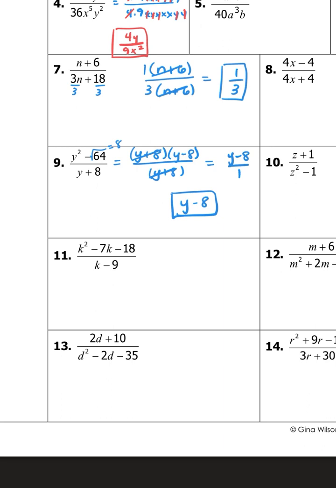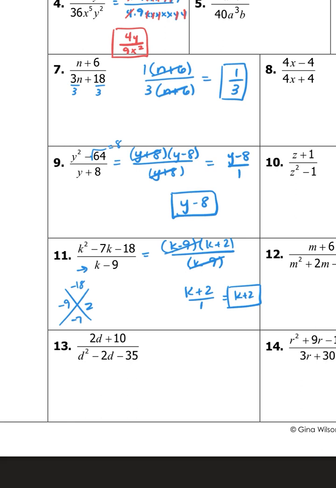For number 11, I need to factor that. So I'm going to do, your hint is kind of to look at the bottom too. So I'm going to say that's going to be, if I need it multiplied to be negative 18 and they add to negative 7, I'm thinking that's negative 9 and 2. So on the top, I'm going to have k minus 9 and k plus 2. And on the bottom, I'm going to have k minus 9. So those are going to cancel, and I'm left with k plus 2 over 1, or just k plus 2.